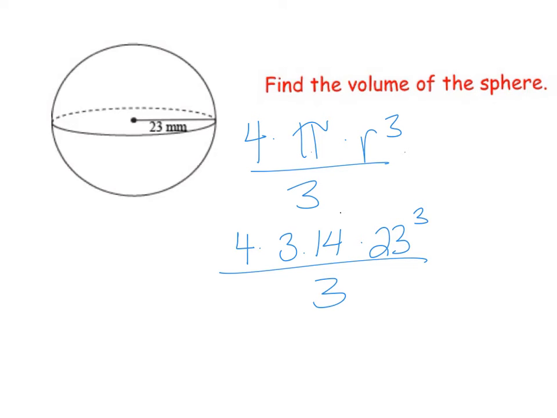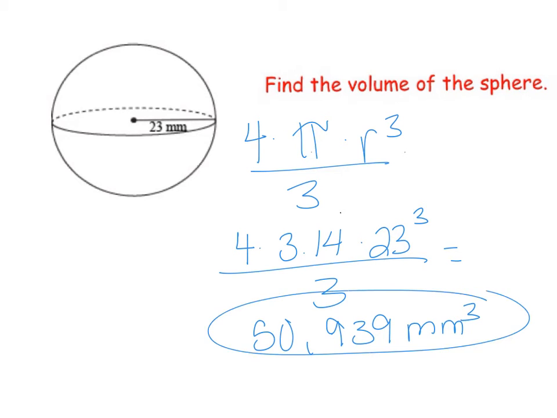Now, it is important during this unit that you read the questions and round appropriately. You might be asked to round to the nearest whole number, perhaps the nearest tenth or the nearest hundredth. So here we're going to round to the nearest whole number. We get 50,939 millimeters cubed. That's the volume of that sphere.